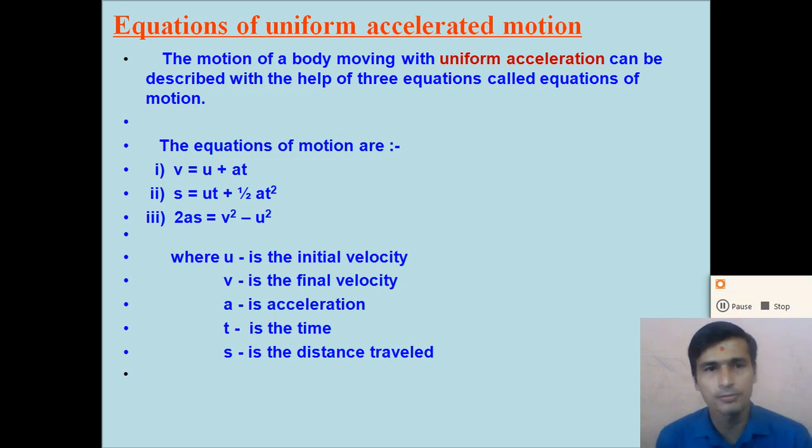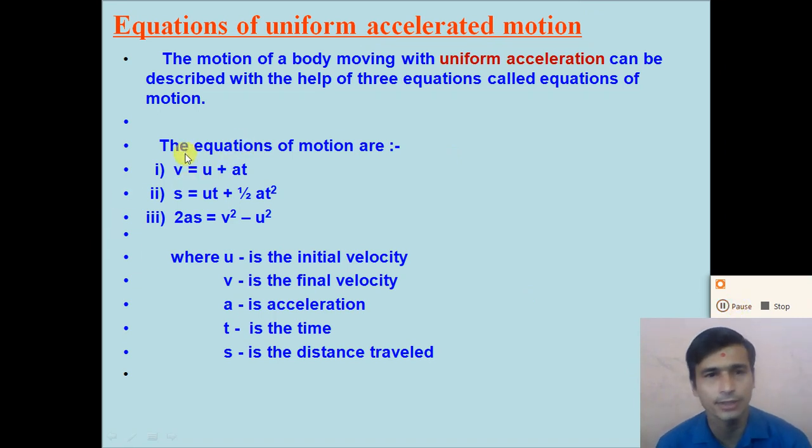So when the object is moving with constant acceleration, the motion is said to be uniformly accelerated motion. So dear student, whenever a body moves with constant acceleration, we call it uniformly accelerated motion. And for the uniformly accelerated motion, we derived three equations, and these equations are called the equations of motion.